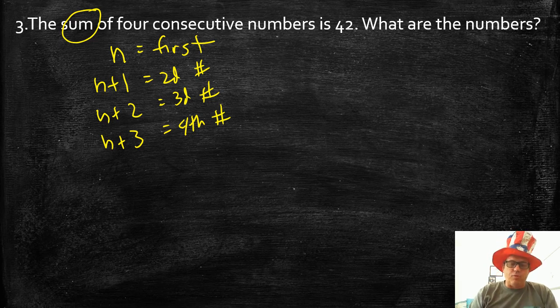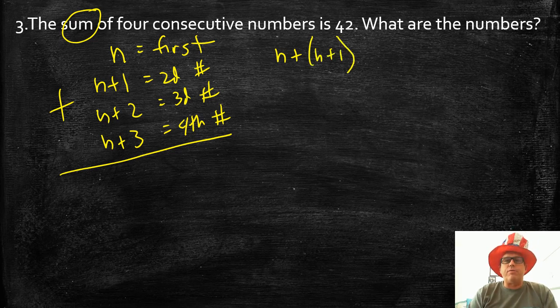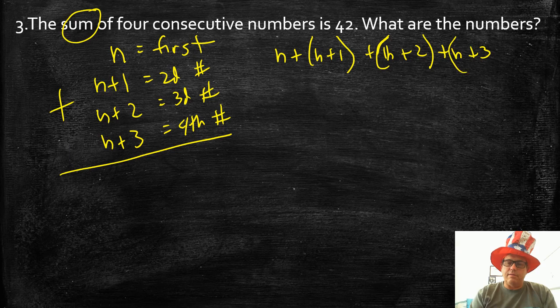So the sum of 4 consecutive numbers. So I need to add these 4 things up. If I were to write it out, it would be n plus (n plus 1) plus (n plus 2) plus (n plus 3). You don't have to use brackets. I'm just going to put the brackets there so it's clear what we've done. And that equals 42. The sum of 4 consecutive numbers is 42.